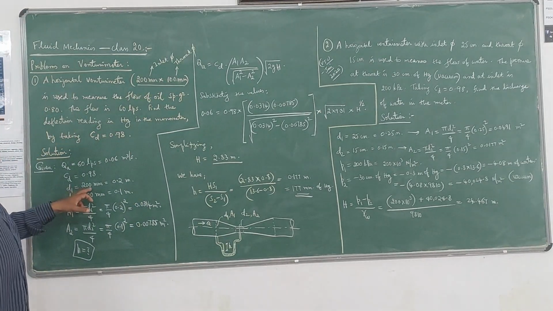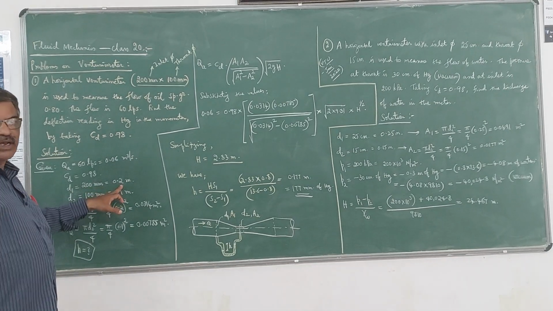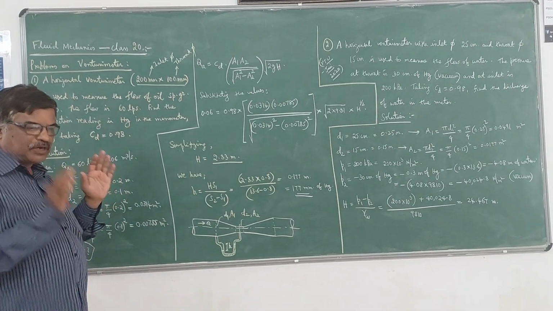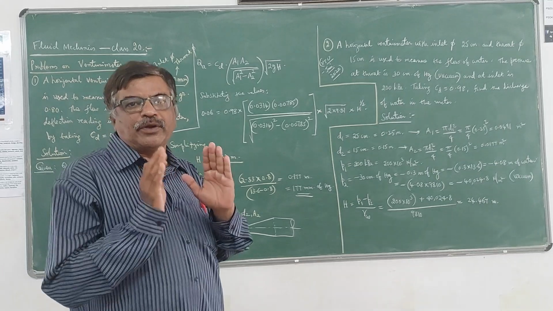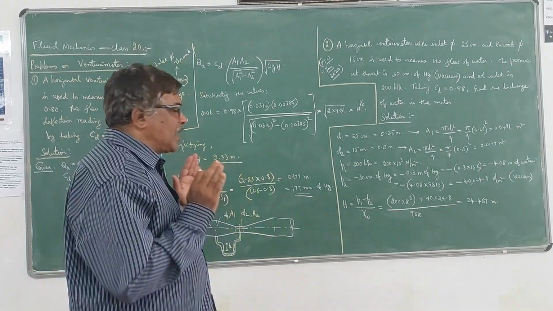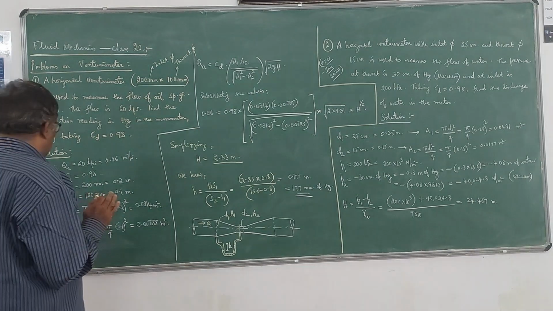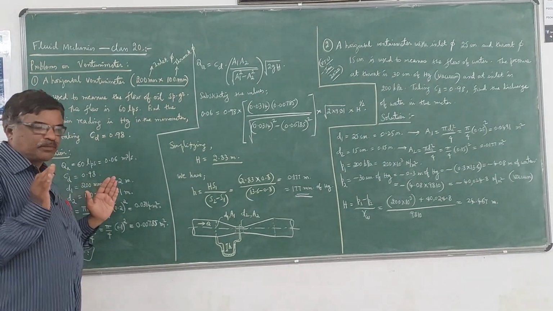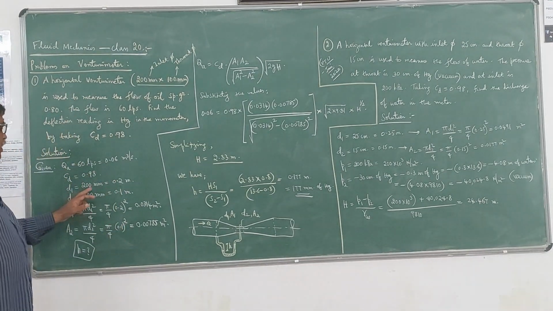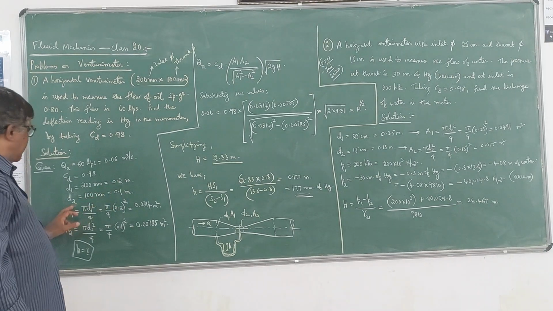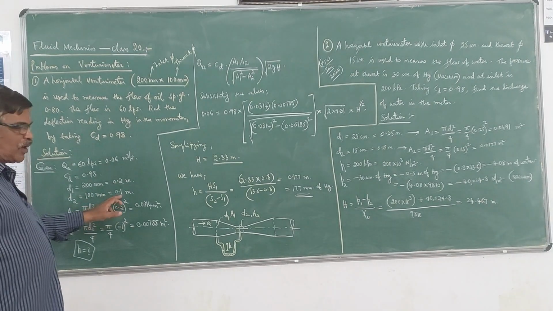I have written here that 200 mm should be converted to meters because everything should be in SI units. Be careful. Pressure should be in Newton per meter square, diameter should be in meters, area should be in meter square, and discharge should be in meter cube per second. So D1 is 200 mm, so 0.2 meter. D2 is 100 mm, that is 0.1 meter.